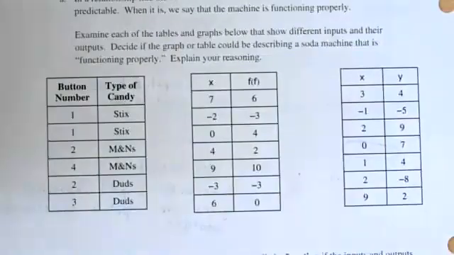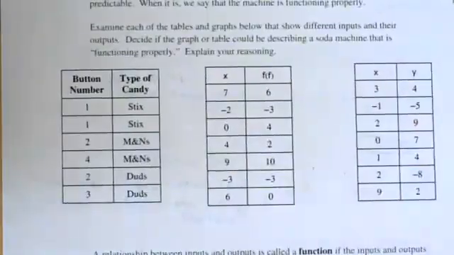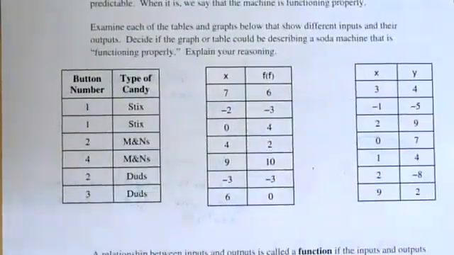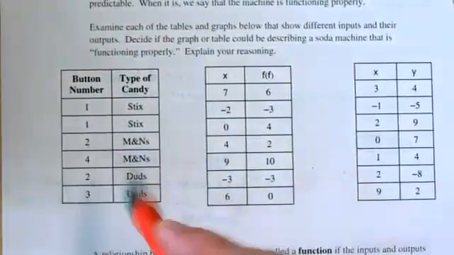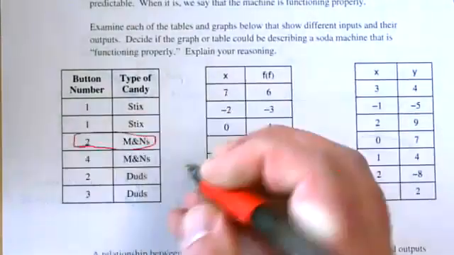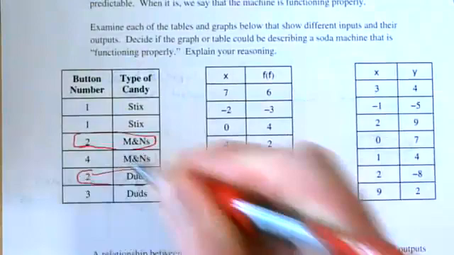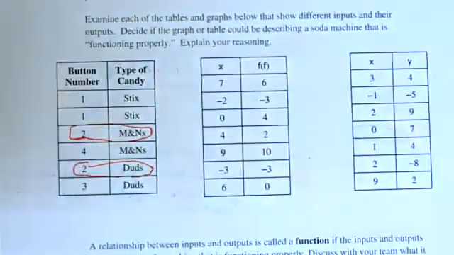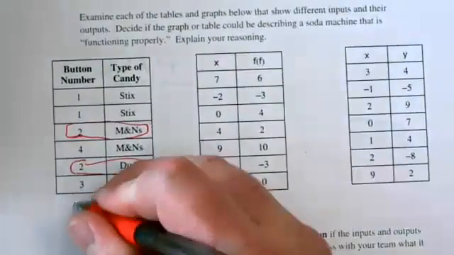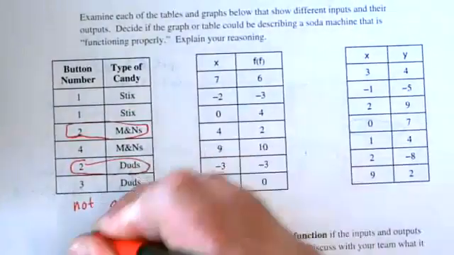All right, so our first table here, our first machine. Do you see any problem inputs? Do you see any inputs that are not doing the same thing all the time? What's the one you're seeing? The 2s. The 2 button sometimes is giving us M&Ms, and sometimes we push a 2 button and we get Duds. So if you had to predict, if you were planning on going up there and pushing the 2 button, could you predict which one you were going to get? No, because it's not being consistent. So is this a function or no? This is not a function. Go ahead and write underneath there, not a function.